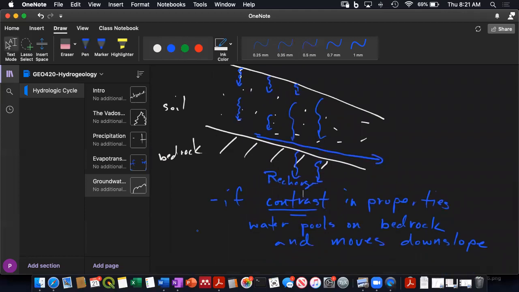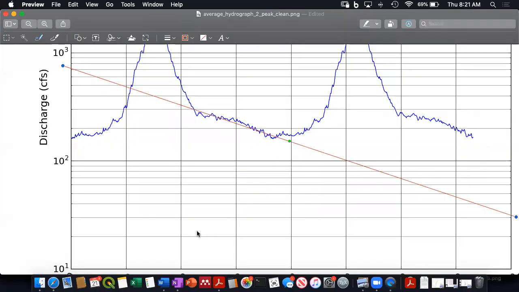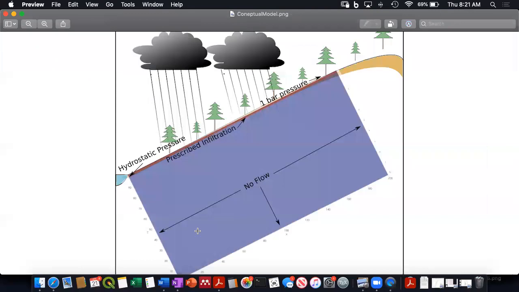Okay, so just to give you guys some kind of conceptual image in your head of what this looks like, I'm going to show you a little movie here. And so let's introduce this model. The movie I'm going to give you shows results from a numerical model that models the flow of water in the ground. All right. And the model looks like this.